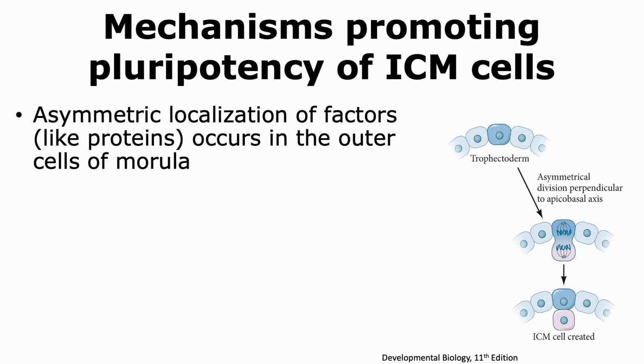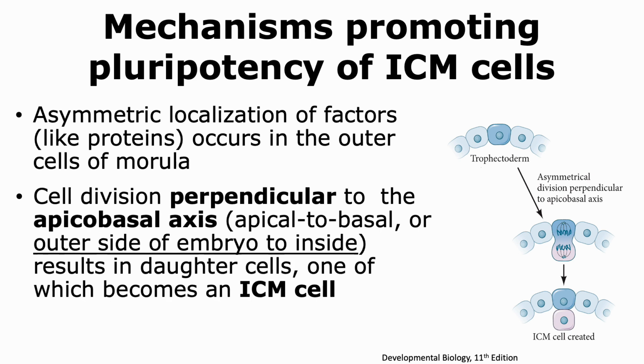We're now going to look at mechanisms for promoting pluripotency of the inner cell mass cells. Now, when we look at the formation of the inner cell mass cells, they arise due to asymmetric localization of factors, which usually occurs in the outer cells of the morula. This is before the inner cell mass has been accomplished.